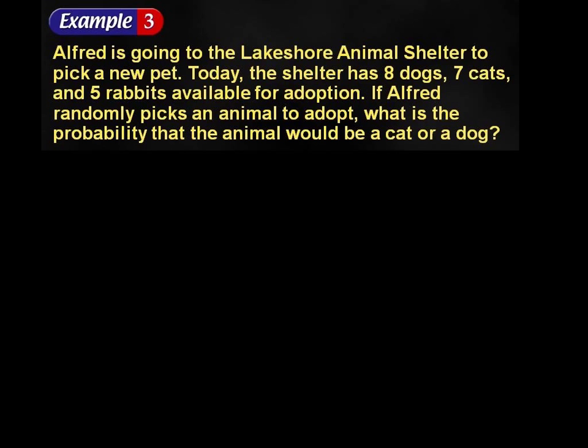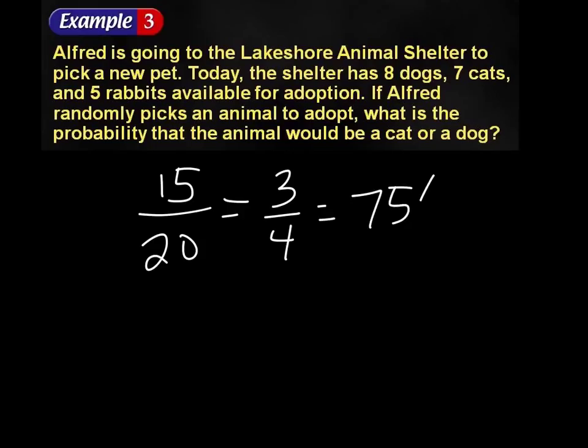Alfred is going to the Lakeshore Animal Shelter to pick a new pet. Today, the shelter has 8 dogs, 7 cats, and 5 rabbits available for adoption. If Alfred randomly picks an animal to adopt, because there's no difference between a rabbit and a dog, what is the probability that the animal will be a cat or a dog? Well, there are 15 of those critters over the total number of critters, which is 20. So the basic definition of probability is favorable over total, so 15 out of 20 would reduce to 3/4, or 75%.